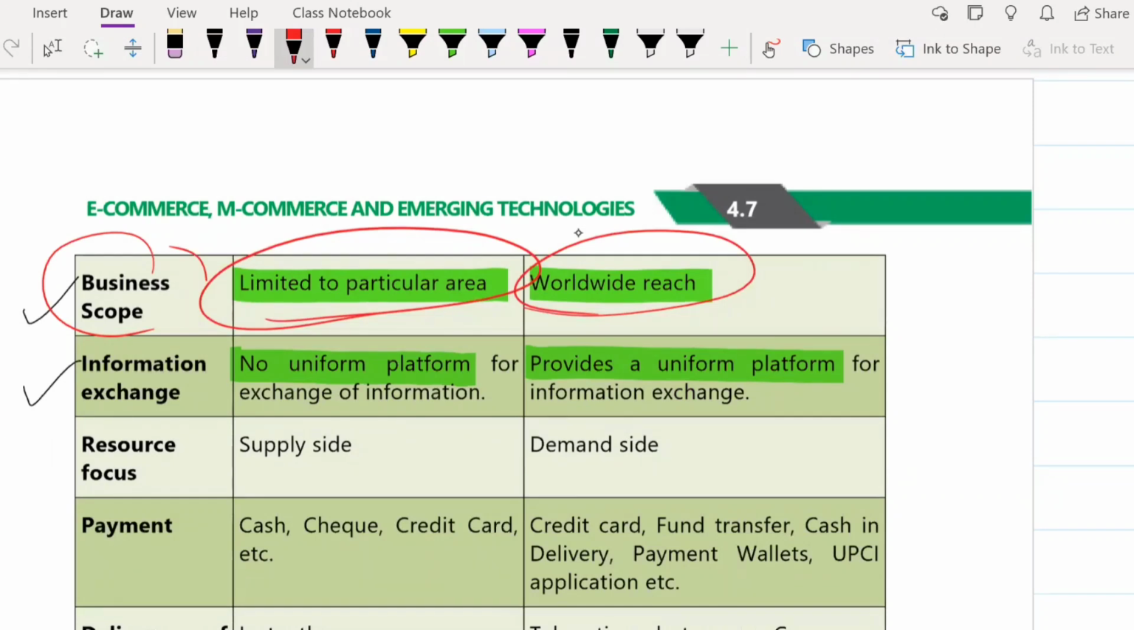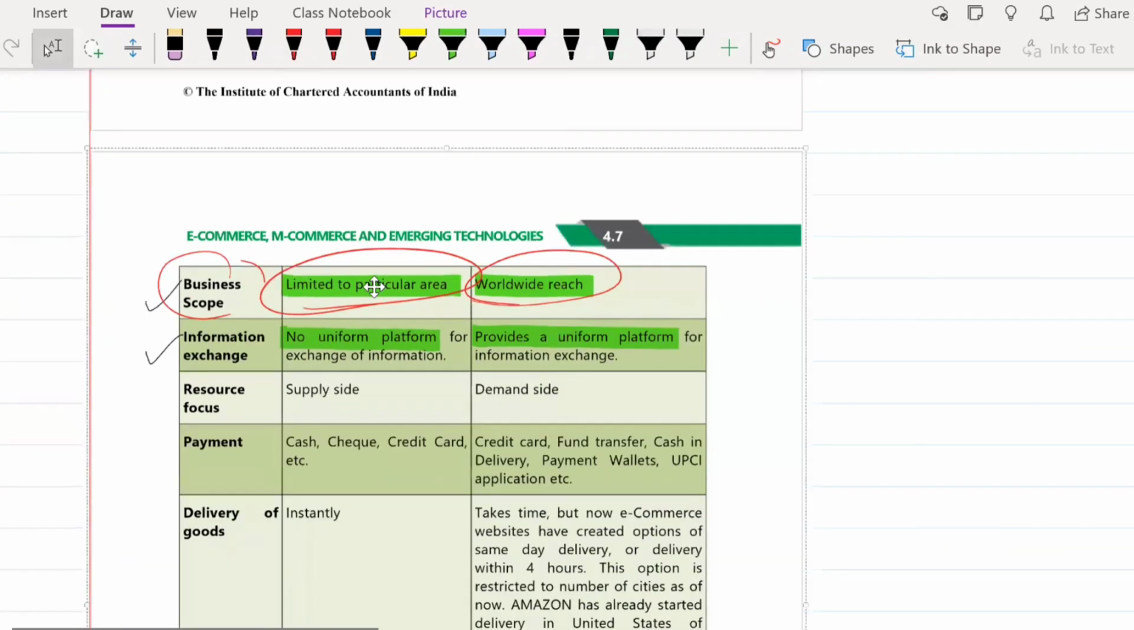Next is information exchange. Here they tell you that there is no uniform platform for traditional commerce. You don't have basically one platform where everybody can come and access that information. Whereas in the case of e-commerce, you have a website like Amazon or Flipkart where all the information is available in one place, right? From the prices to the expiry dates, the models, the colors, everything is there at one single place. So that is one advantage.